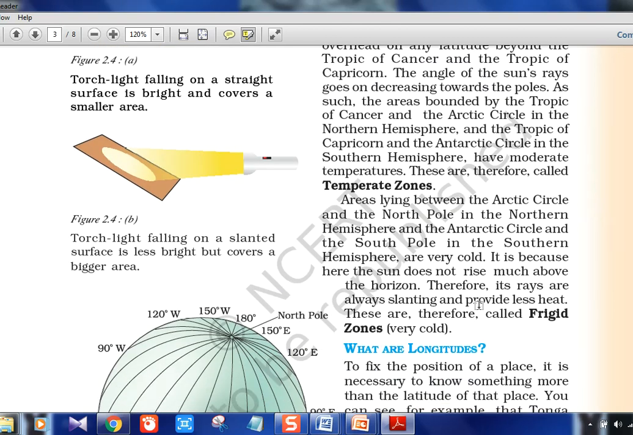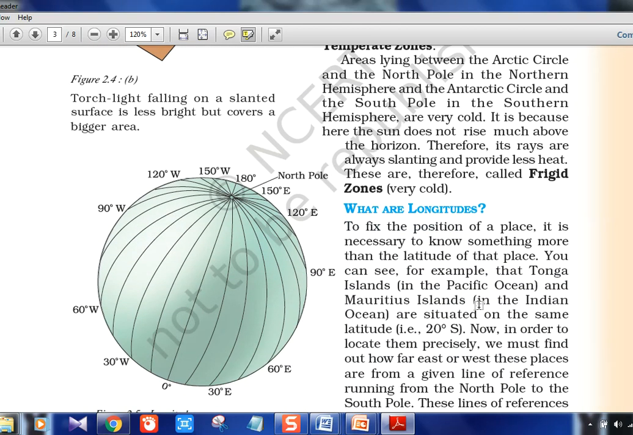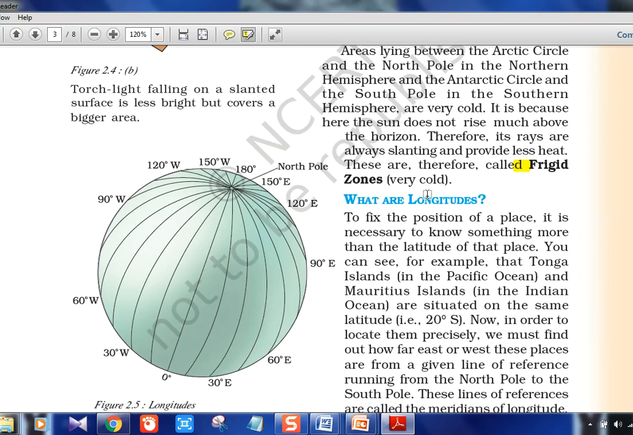Temperate zone, areas lying between the Arctic Circle and the North Pole. That is the northern one, and the same thing will be there in the south also, between the Antarctic Circle and the South Pole. They are called the frigid zone, very cold. So those are very basic things you would have already understood.